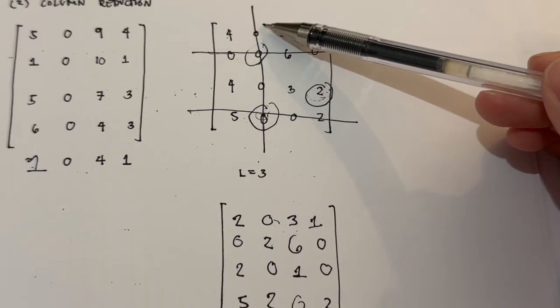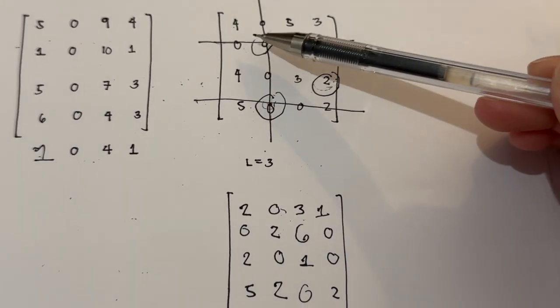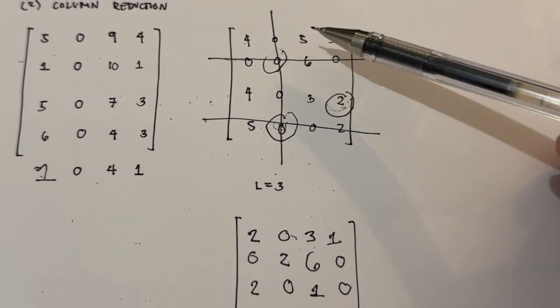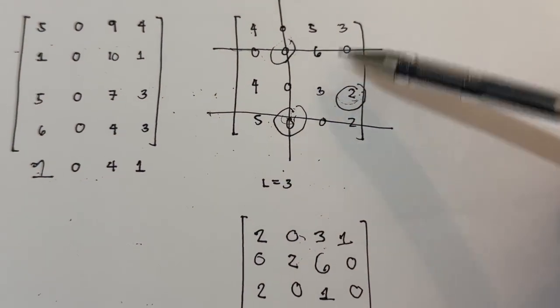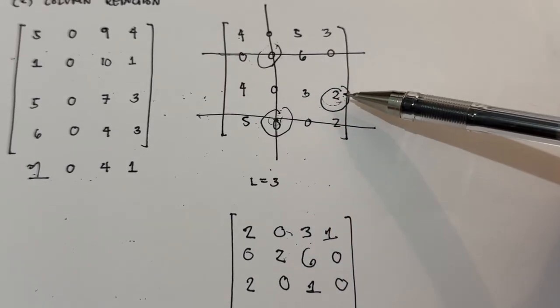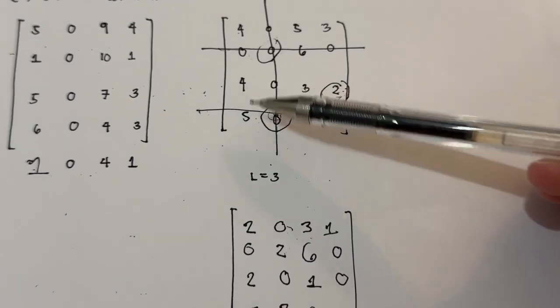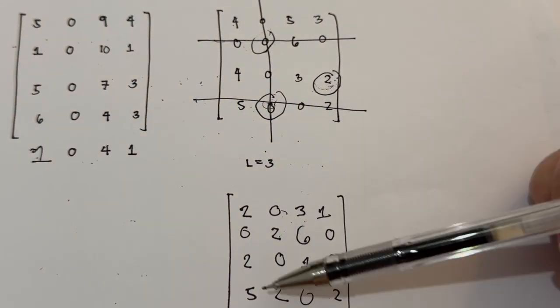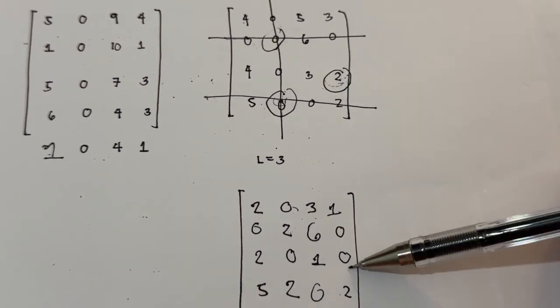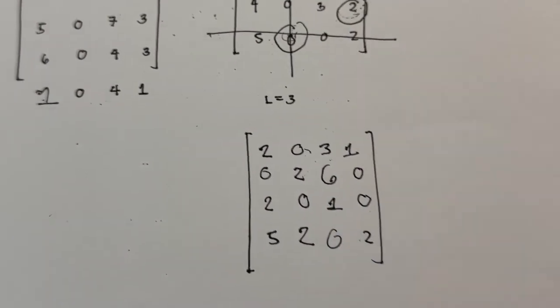And then we keep 0 here, 0, 6, 0, 0, 6, 0, 5, 0, 2, 5, 0, 2. And then we subtract 2 from these uncovered values. So 5 minus 2 is 3, 3 minus 2 is 1, 4 minus 2 is 2, 3 minus 2 is 1, and then 2 minus 2 is 0. So you have this matrix over here.